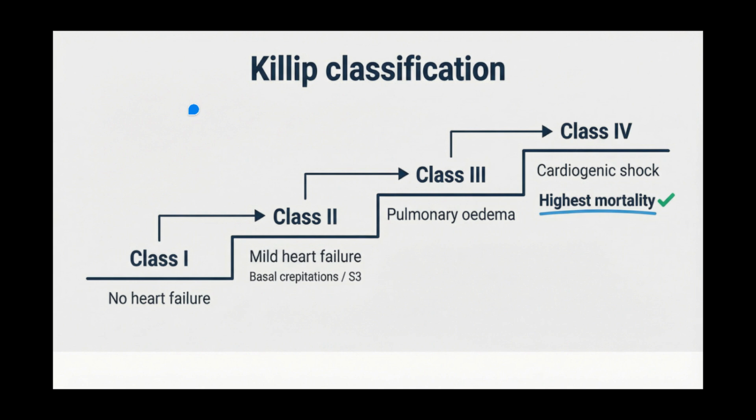Killip Class 1 indicates no heart failure. Killip Class 2 indicates mild heart failure, such as basal crepitations or an S3 gallop, and this is where prognosis begins to worsen. Killip Class 3 represents pulmonary edema. Killip Class 4 represents cardiogenic shock and carries the highest mortality.